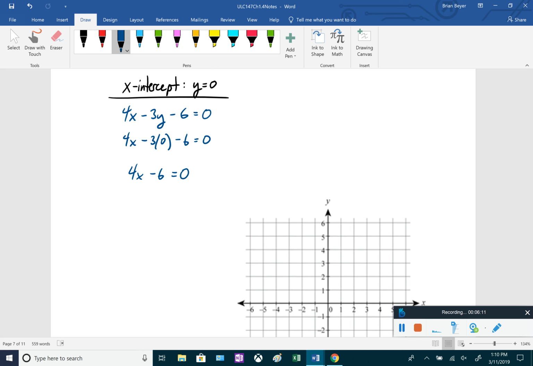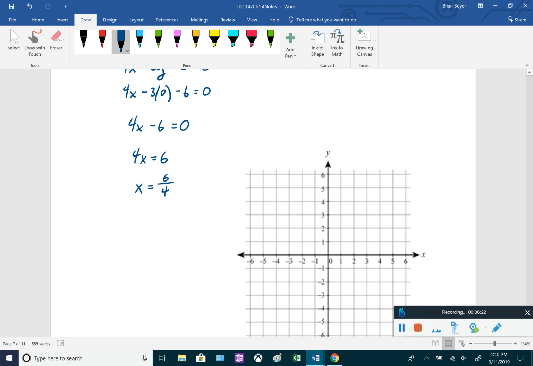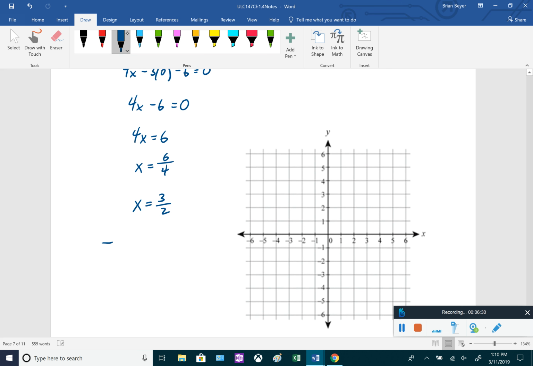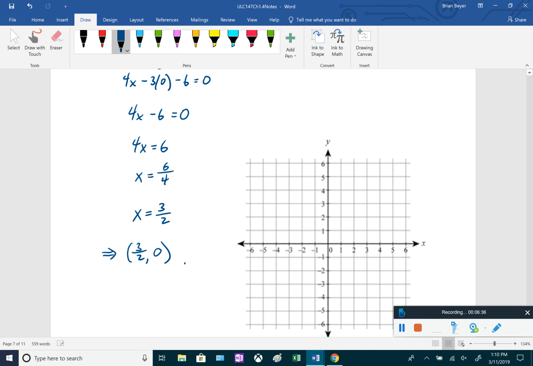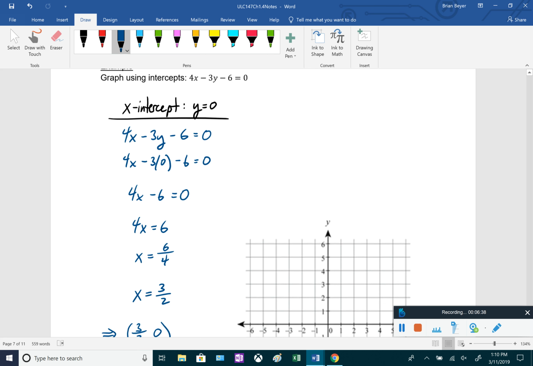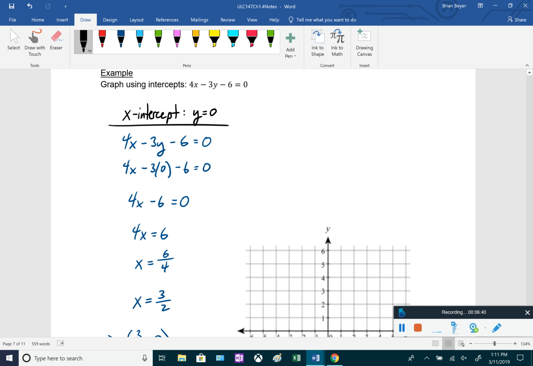Now we have to solve this for x. We have to add 6 on both sides. We get 4x equals 6. Divide both sides by 4. We get x equals 6 over 4. And I'm just going to simplify this and get x equals 3 over 2. So as an xy coordinate, this would be the coordinate 3/2, comma 0. Okay, and now next let's find the y-intercept.